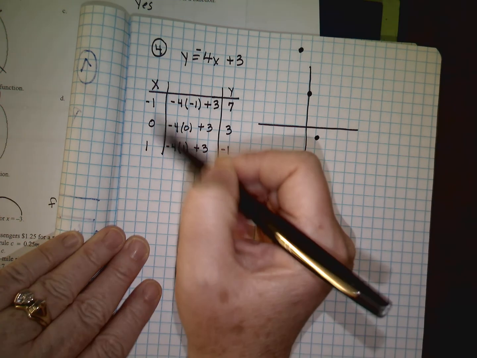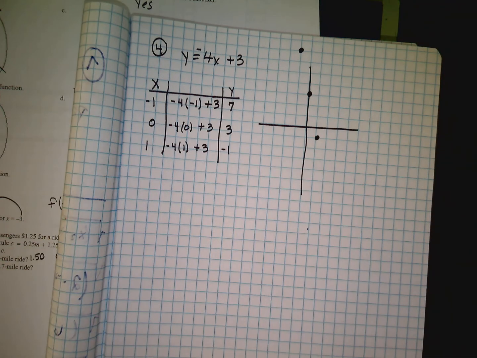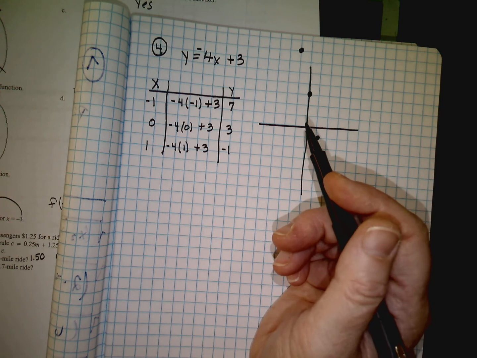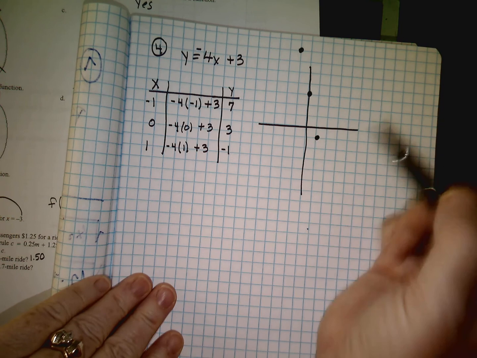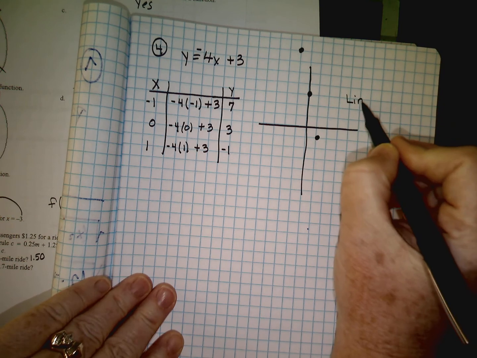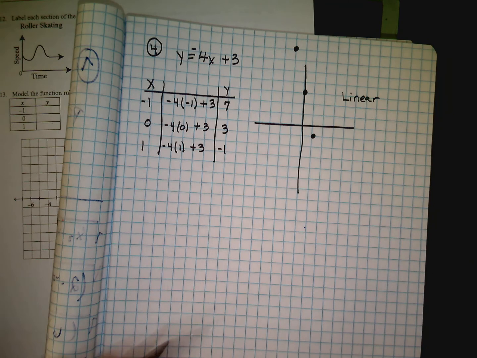You get to choose these. I would choose numbers that are fairly small, so you don't use so much graph paper. You could use -2, 0, and 2. You got to use at least one negative. Now, is this linear? Yes.